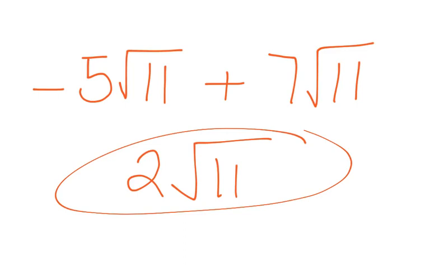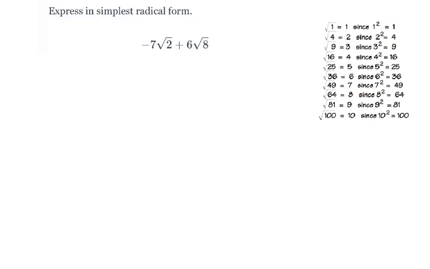Now let's talk about what you do when you have radicals that are not the same. You're going to see problems like this when you get ready to practice in a second. Express in simplest radical form: negative 7 root 2 plus 6 root 8. Right now, they're not the same. But sometimes you can simplify one or both of the radicals to make them have the same root.